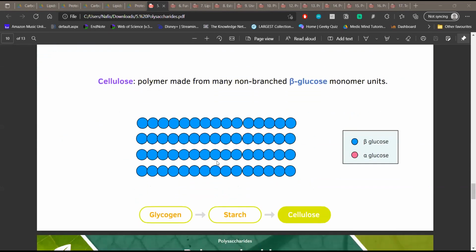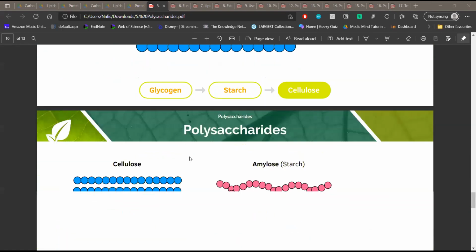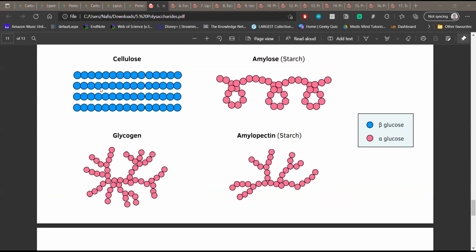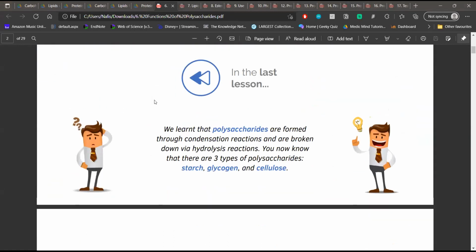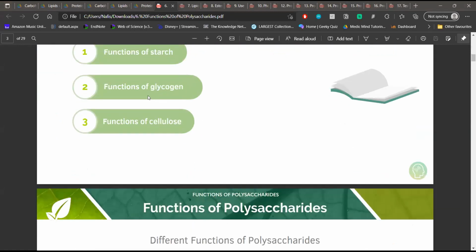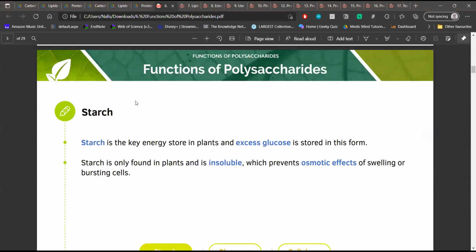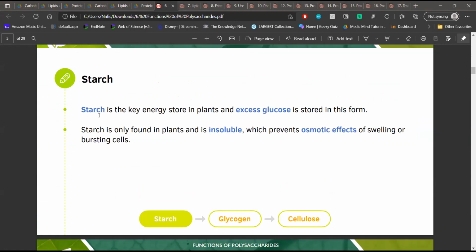And then cellulose, as you know, is a polymer made from many non-branched beta-glucose monomer units, which are connected to each other. They form loads and loads of strong cross-linked microfibrils. Cool. So we'll actually touch on the functions of each of these quickly. So starch is the key energy store in plants, and excess glucose is stored in this form. Starch, remember, is only... why are lipids better than amylose?